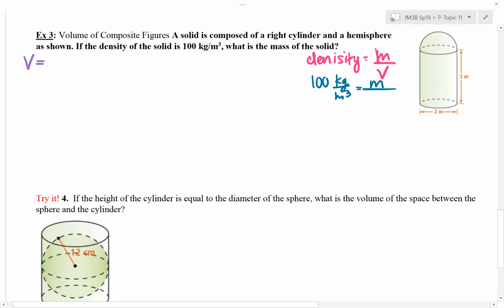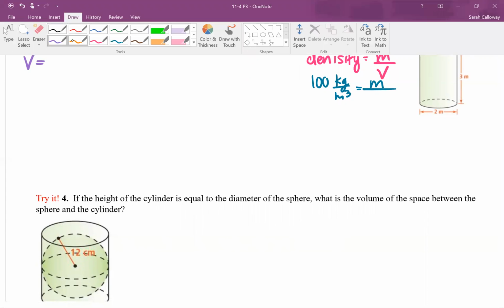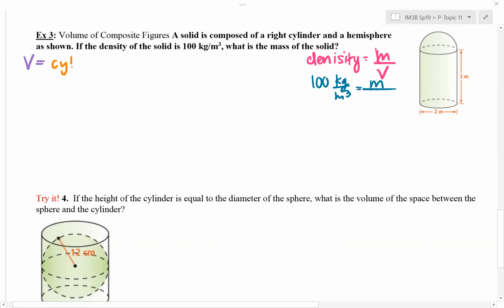So if I think about my shape, I have 2 pieces. So I'm going to have to find the volume of the hemisphere and the volume of the cylinder separately, and then I'm going to add them together. Okay, so my volume is going to be whatever the volume of the cylinder is plus the volume of the hemisphere.